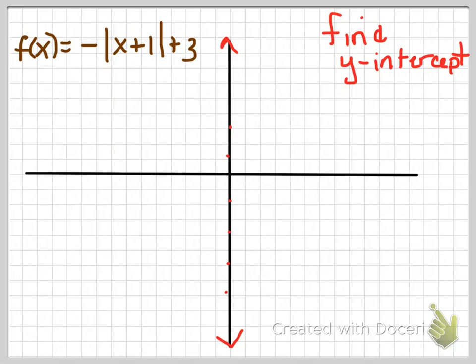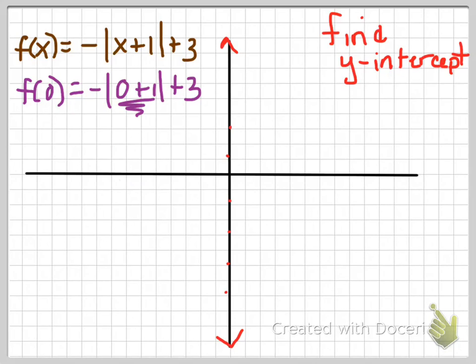And similarly, if I wanted to find the y-intercept of this absolute value function, again, all I'm doing is looking for f of 0, finding the value when x is 0. In this case, that would be the opposite of 0 plus 1, plus 3. I do the inside of the absolute value symbol first, that's 1. The opposite of 1 plus 3 is 2. So my y-intercept in this case, f of 0, would be 2, which would be right there on my graph.